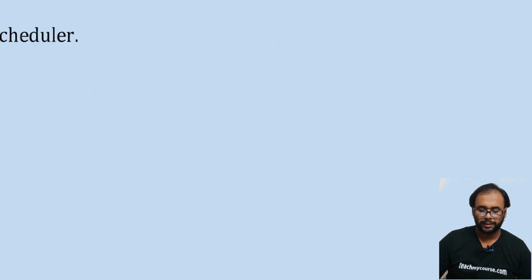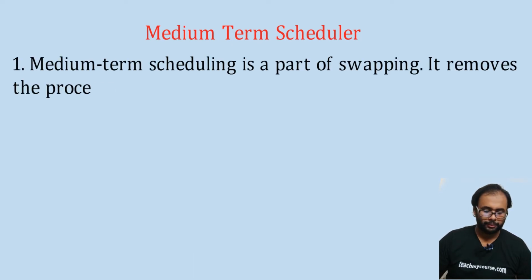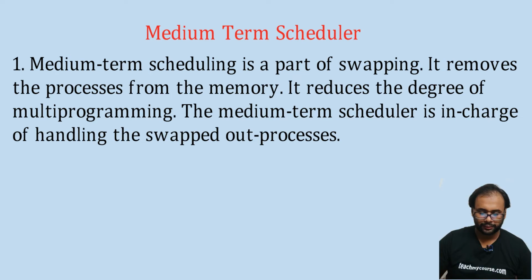Then comes what is medium term scheduler. So earlier I used the term swapped out. So medium term scheduling is a part of swapping. It removes the processes from the memory. It reduces the degree of multi-programming. The medium term scheduler is in charge of handling the swapped out processes.